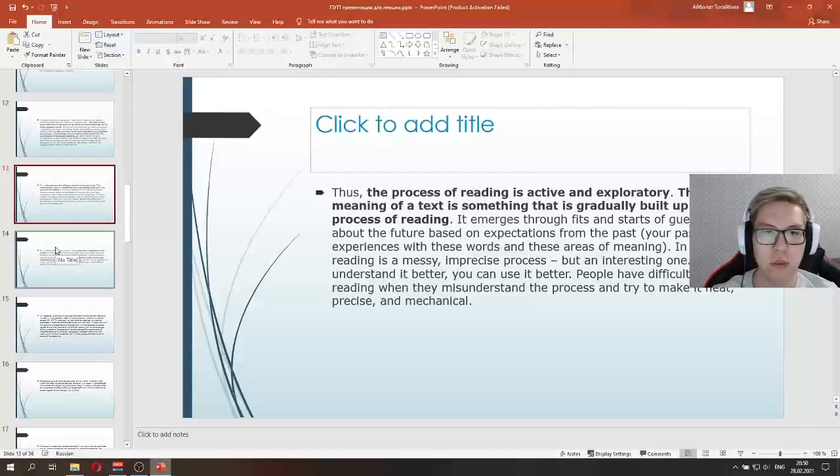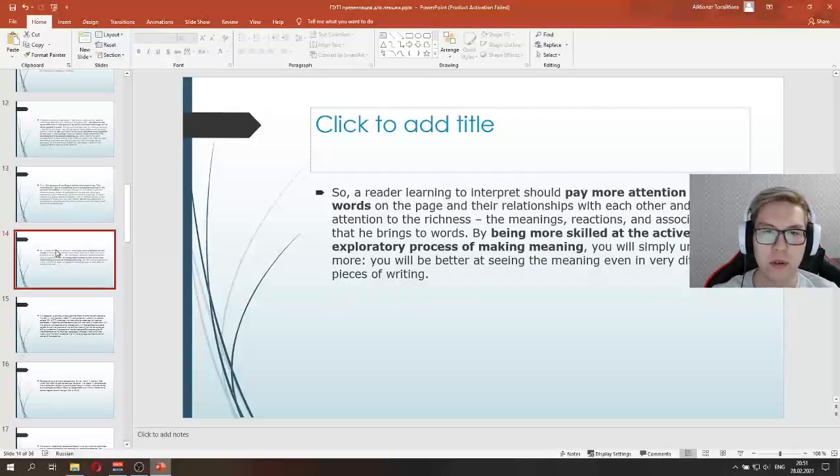The meaning of a text is something that is gradually built up in the process of reading. It emerges through fits and starts of guesses about the future based on expectations from the past, your past experiences with these words and these areas of meaning. In short, reading is a messy, imprecise process, but an interesting one. If you understand it better, you can use it better. People have difficulties in reading when they misunderstand the process and try to make it neat, precise, and mechanical.